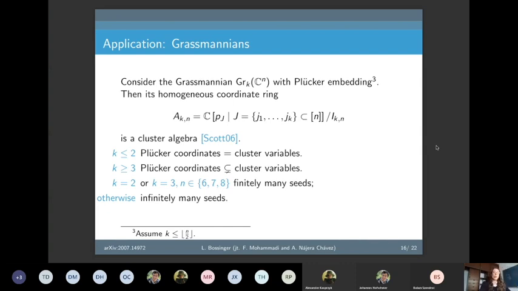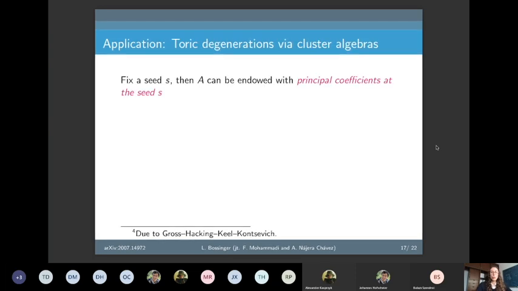Now, why am I particularly interested in cluster algebras? That is because we can use cluster structure on homogeneous coordinate rings to define toric degenerations of the corresponding varieties. So this goes as follows. If we fix a seed S for our cluster algebra A, then we can endow the algebra with principal coefficients. This construction is due to Gross, Hacking, Keel, and Kontsevich, where they spelled out the details of these toric degenerations.